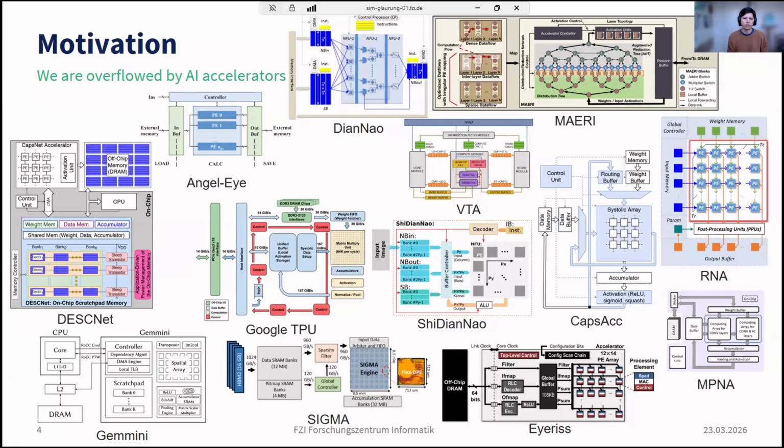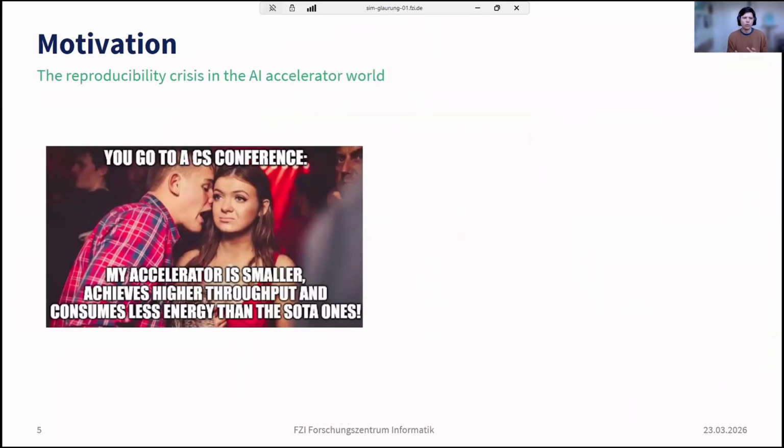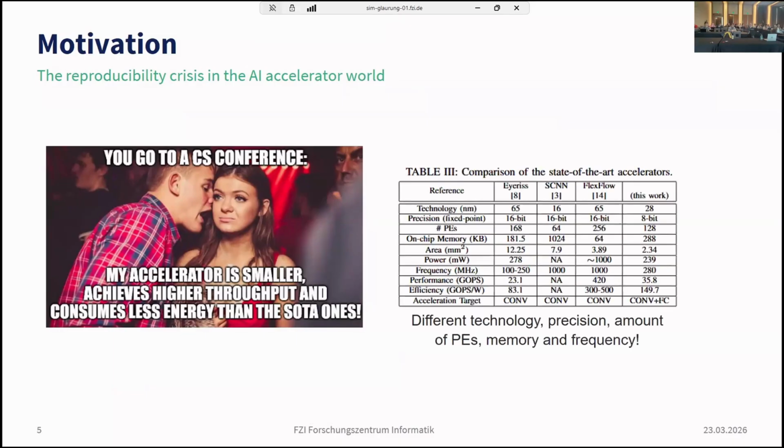But comparing these accelerators is very complicated. And you all have probably been in this situation. You go to a conference and someone says, oh, my accelerator is smaller. It has a higher throughput. It consumes less energy. It's so good, right? But then if you take a look at the actual numbers in the paper, for example, I occluded the name of this work because I don't want to speak badly of some work. It was a very good work. But if you want to compare your work with a previous accelerator, it's very difficult.